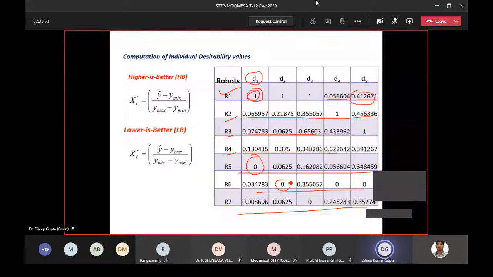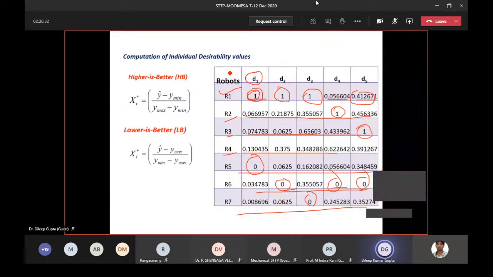Means the desirability value always lies between 0 to 1 in all cases, right? So in this 0 to 1 condition, 0 indicates the minimum value and less than minimum value, and 1 indicates the higher value and higher than the maximum value, or desirable value. So once this data is available, then you can find out the overall desirability index. So overall desirability can be calculated by using this method.